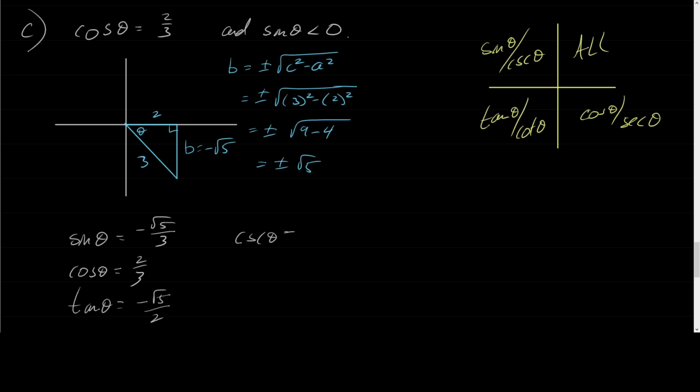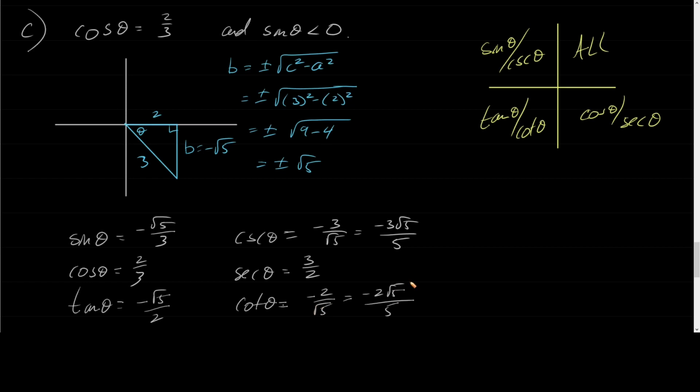Cosecant theta would be the reciprocal of this, so negative 3 over radical 5, in other words, negative 3 radical 5 over 5. Secant theta would be the reciprocal of this, so 3/2. And cotangent theta would be the reciprocal of tangent, so it would be negative 2 over radical 5, which is simply negative 2 radical 5 over 5.